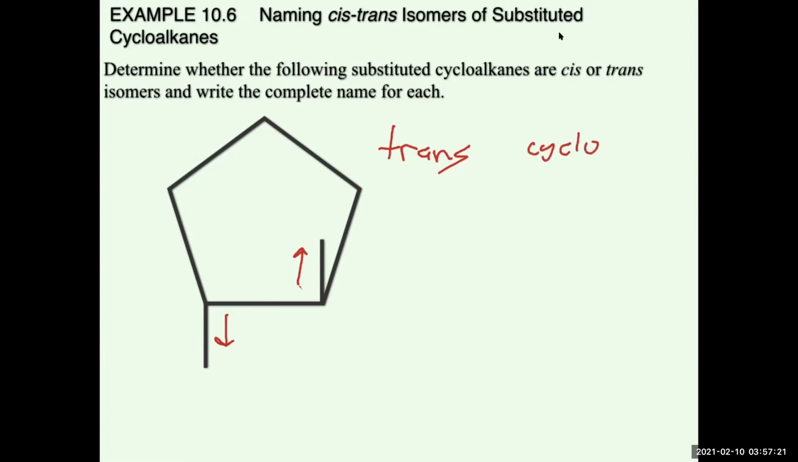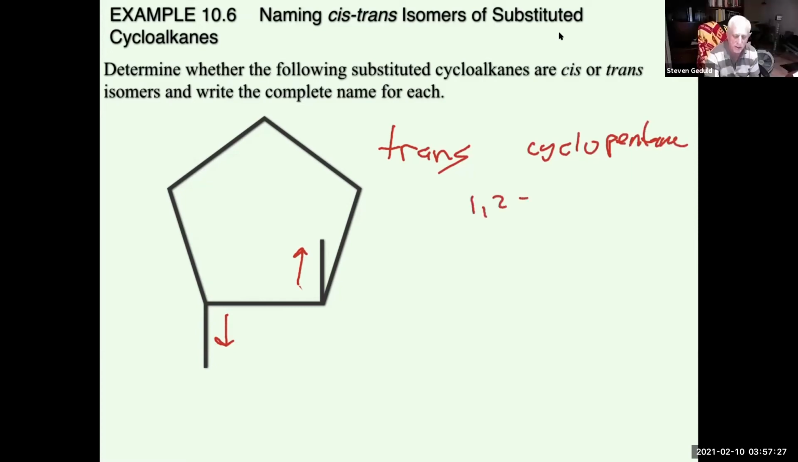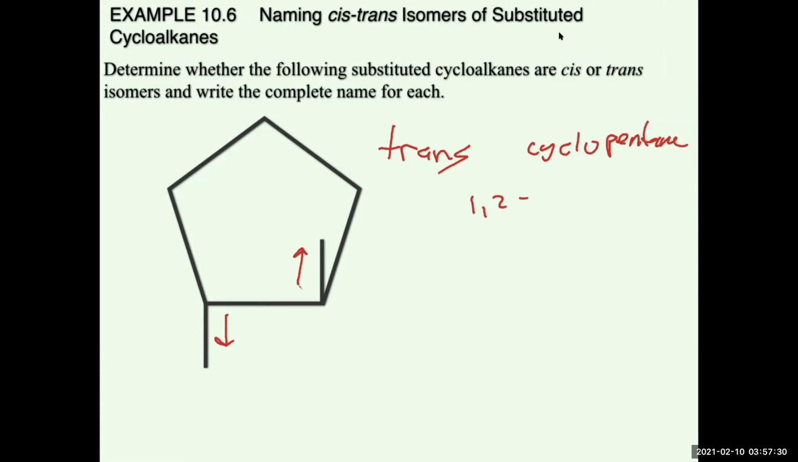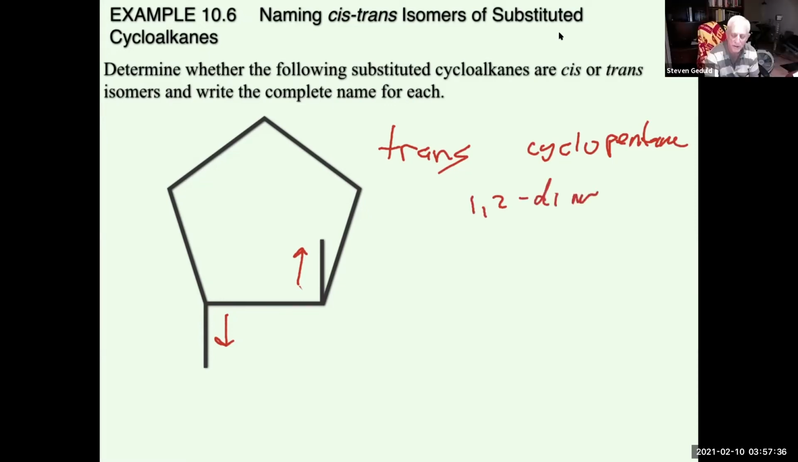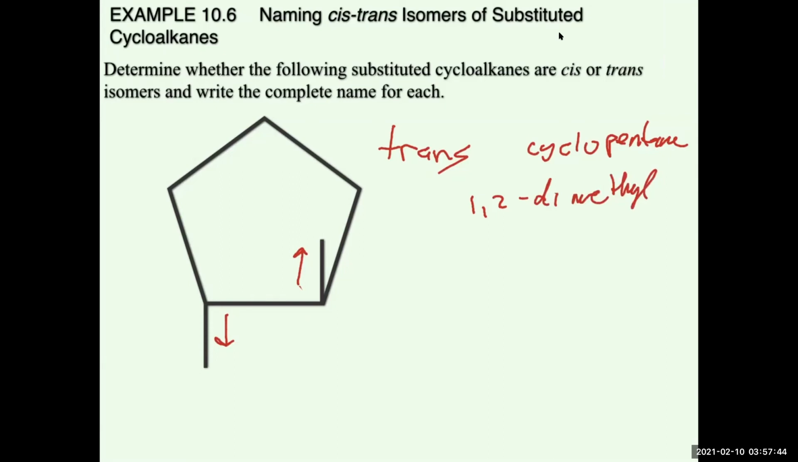Pentane. 5 carbons. And it is a 1,2 what? Dimethyl, yeah. Dimethyl, perfect. There's 2 methyl groups, 1 and 2, getting the lowest number possible. So put it together, it is trans 1,2-dimethyl cyclopentane.